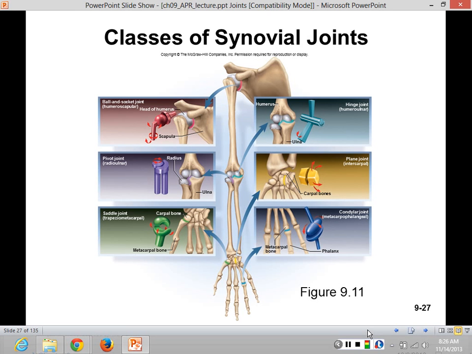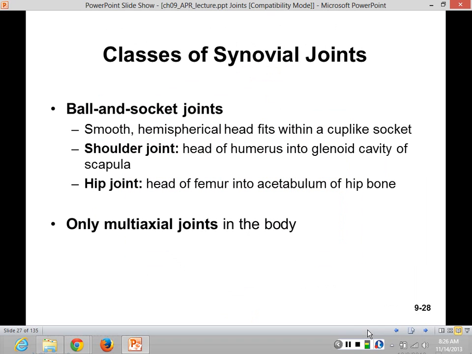288. So there's 6 classes of synovial joints that we're about to look at. I think there are a couple of them on your final exam. This one is pretty easy. I know this one I think is on your final exam. I always put the ball and socket joint on the final exam because it's pretty straightforward.